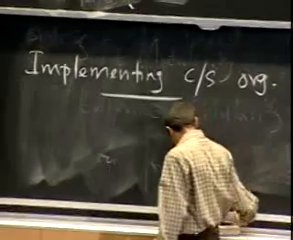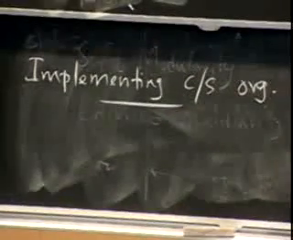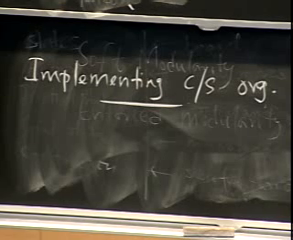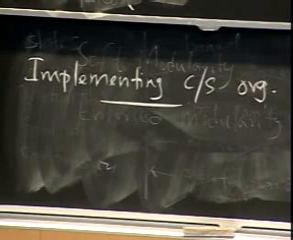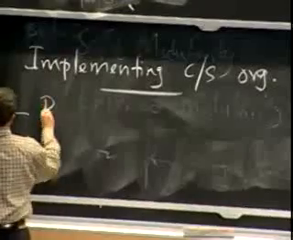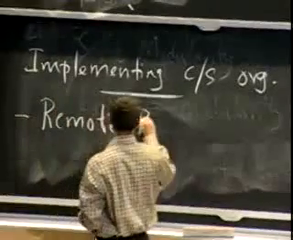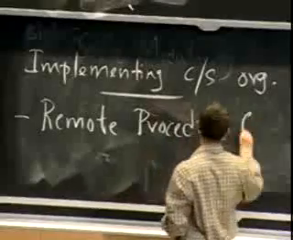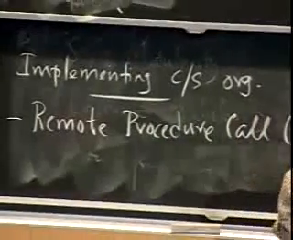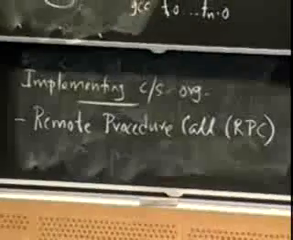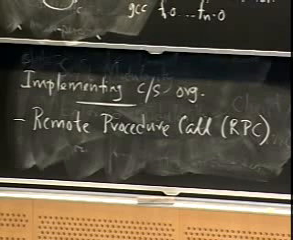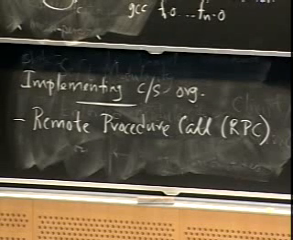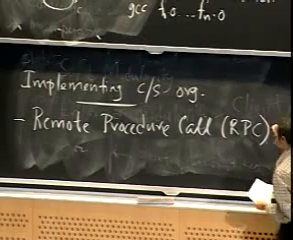There are many ways to implement client service organization, and all of them involve different ways in which messages are sent between client and service. A common and pretty standard way of implementing it is something called a remote procedure call. There are many examples of remote procedure call systems. One of the most common ones is the Sun remote procedure call system, or Sun RPC. That's one example. There are many other examples as well.